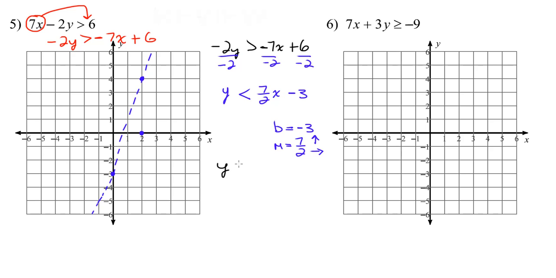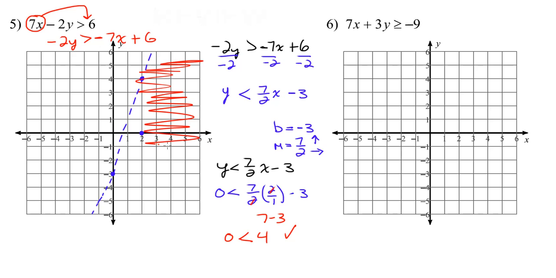So I have here y is less than 7 over 2x minus 3. And we're going to take this point and plug it in. 2, 0, so 0 is less than 7 over 2 times 2 minus 3. 7 over 2 times 2 over 1, these cancel out. This gives me 7 minus 3, which is 4. So we get the statement 0 is less than 4, and that is true. So now we know that this is the correct side, and so we shade it. Isn't my shading amazing? I hope you think so.